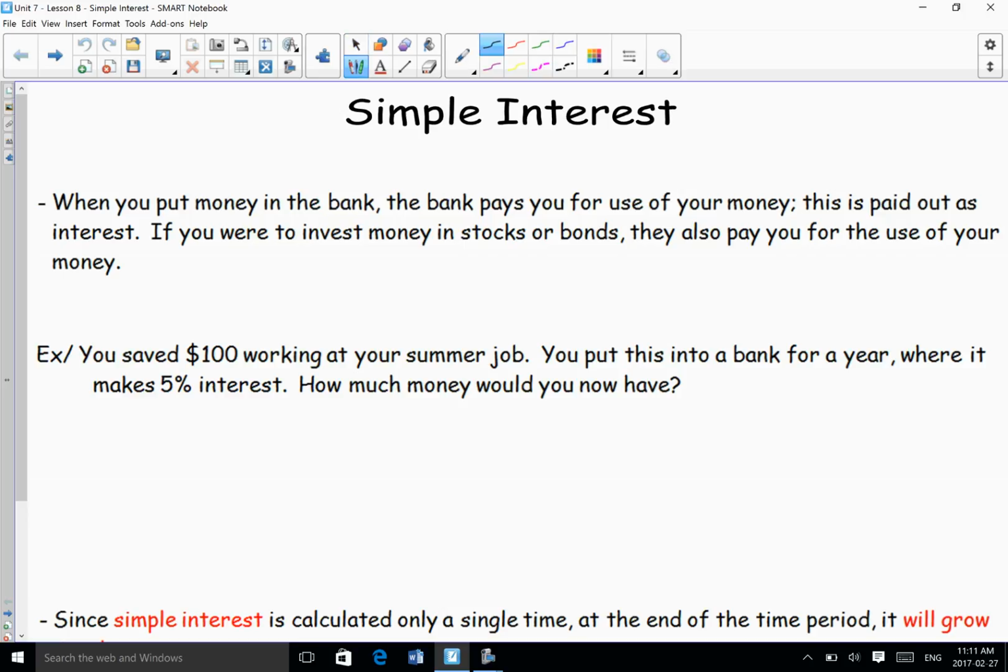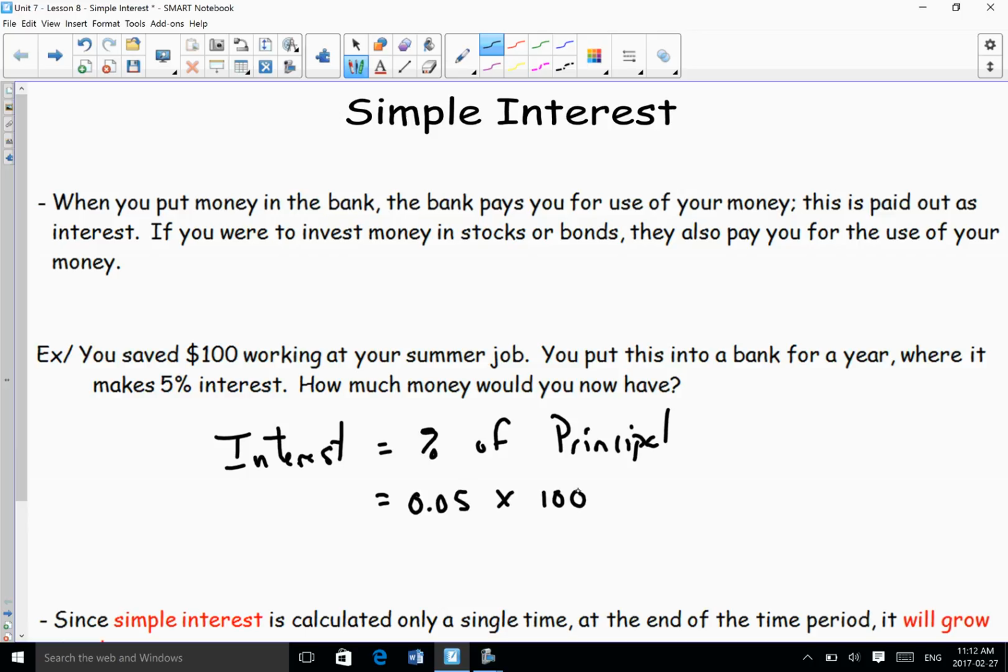The way it's going to work is we'll look at this first example just to get an idea. If we have $100 that we made over the summer and put this in the bank for a year, making 5% interest, how much money would you have now? Well, your interest is a percentage of your principal. Principal is how much money you put in. So percentage, ours is 5%. That's a decimal, 0.05. Of means multiply. How much do we put in? $100. And we get $5. So how much money would we have now? Our total would be what we started with, plus that 5, or $105.